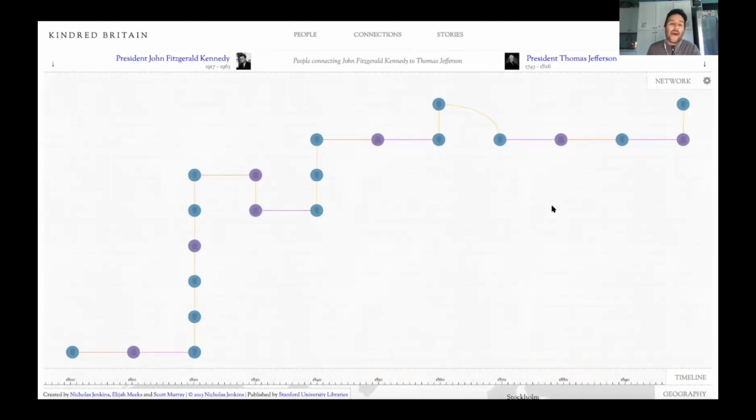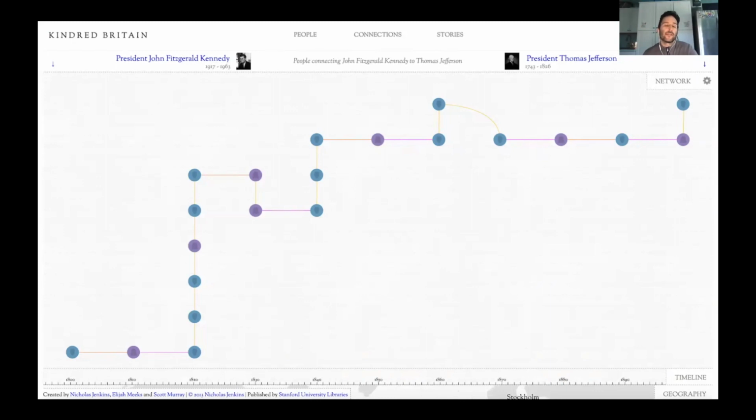Another kind of path that you can find in a network is paths between people in genealogical networks. So I built another application at Stanford. It's at kindred.stanford.edu, and it's called Kindred Britain. And it has thousands of people who are related to each other. Many of them are famous people. And even though it's called Kindred Britain, it has many Americans in it, like President Kennedy and President Jefferson.